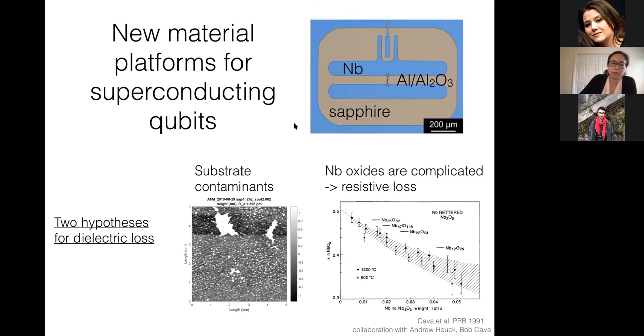So looking at this material system, we had two main hypotheses for the origins of this dielectric loss. The first is that you can just have contaminants at the substrate that lead to the surface-related dielectric loss. And then the second is something that Bob pointed out, which is that the oxides of niobium are actually quite complicated. You can get many different stoichiometries, and it's very hard to control. So this can lead to resistive loss, and is generally just a bad insulator.